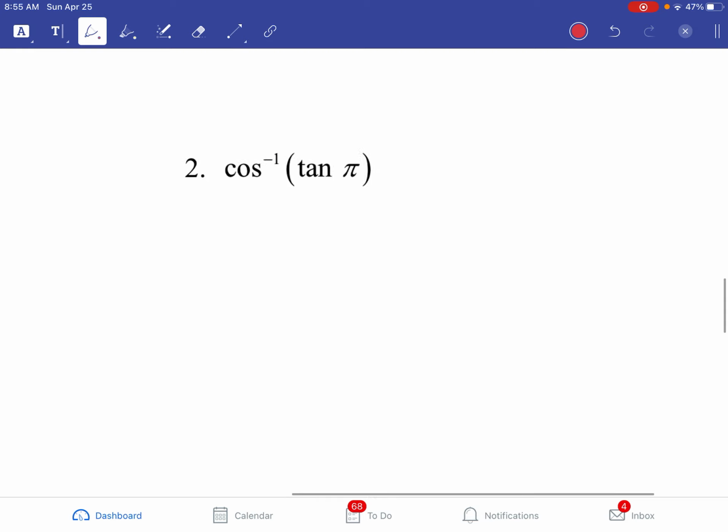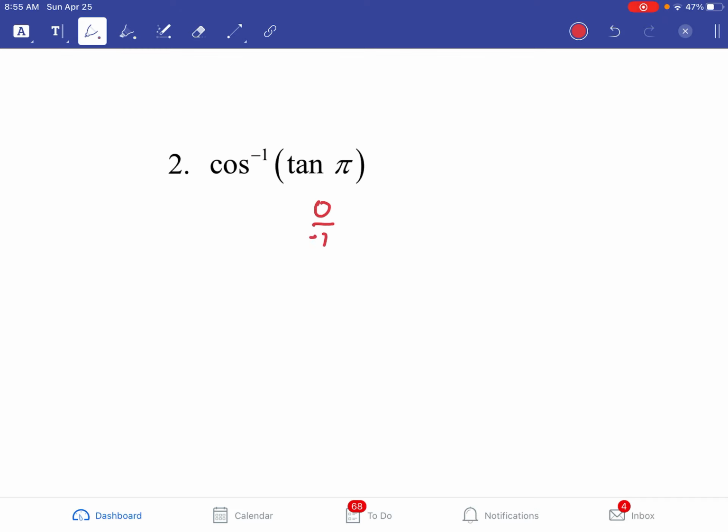Okay. So number 2, we have tangent of pi. So if we're looking at pi, what is the tangent? The tangent is 0 divided by negative 1, which gives you 0. So we want the inverse cosine of 0.